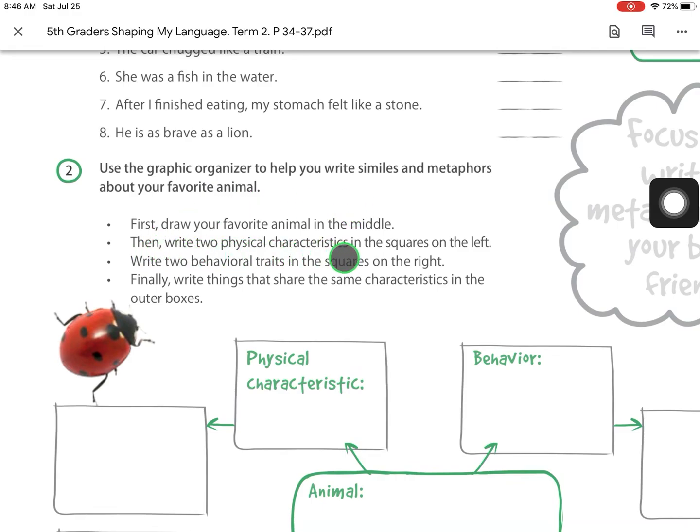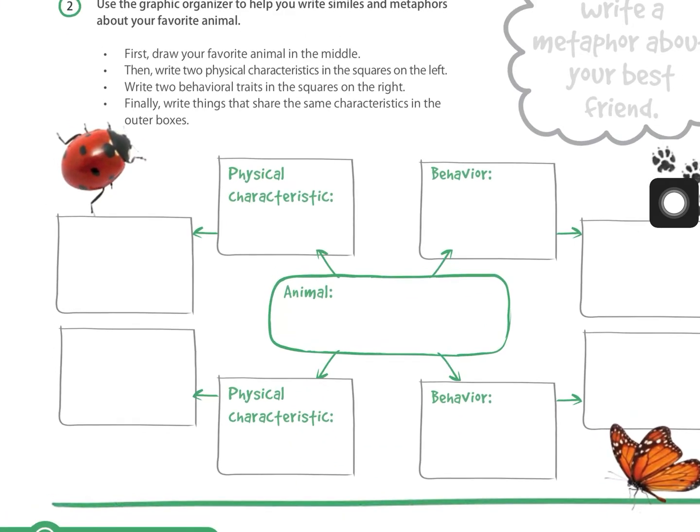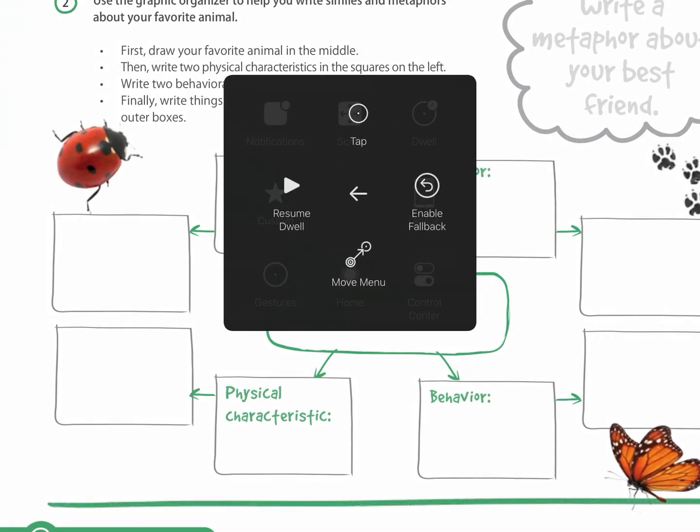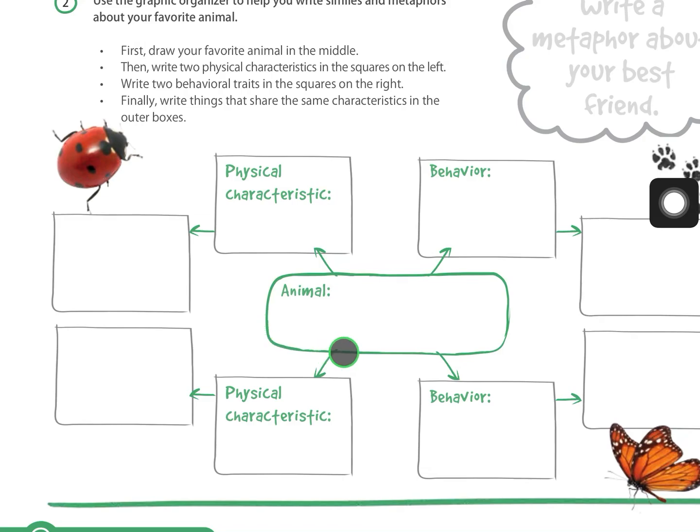So first, draw your favorite animal in the middle. For example, your animal is going to be drawn here. Then write 2 physical characteristics in the squares on the left. So here, on the left, 2 physical characteristics of this animal. Then write 2 behavioral traits in the squares on the right. Here, 2 behavioral traits, the way your animal behaves.